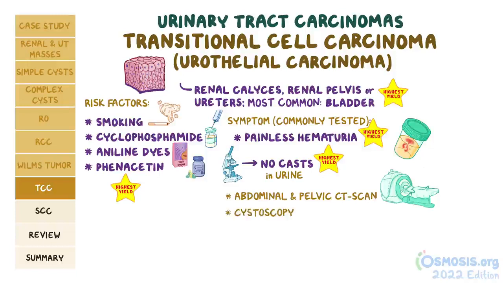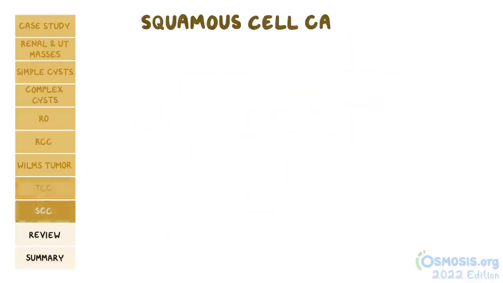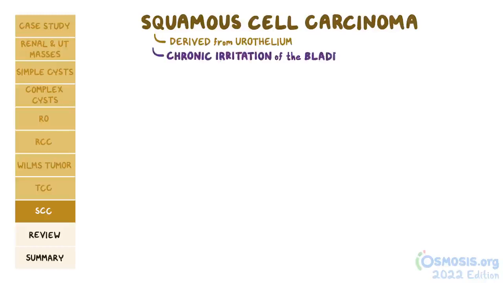A cystoscopy can be done where a thin tube containing a camera is inserted through the urethra to allow visualization of the bladder, and also to take a biopsy of the tumor. Finally, there's squamous cell carcinoma of the bladder, which is also derived from the urothelium. It's associated with chronic irritation of the bladder.